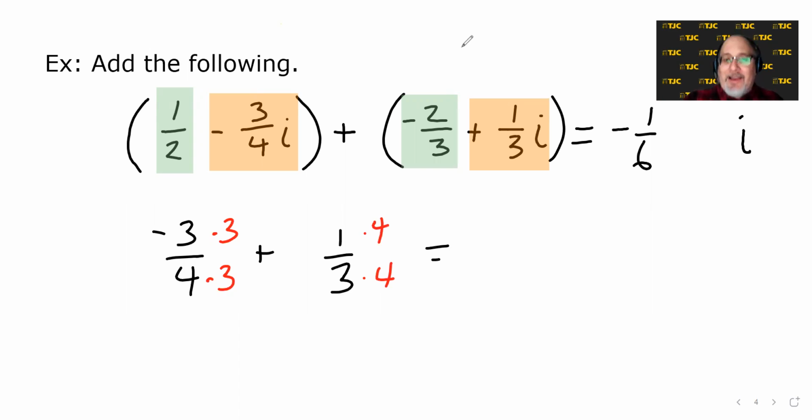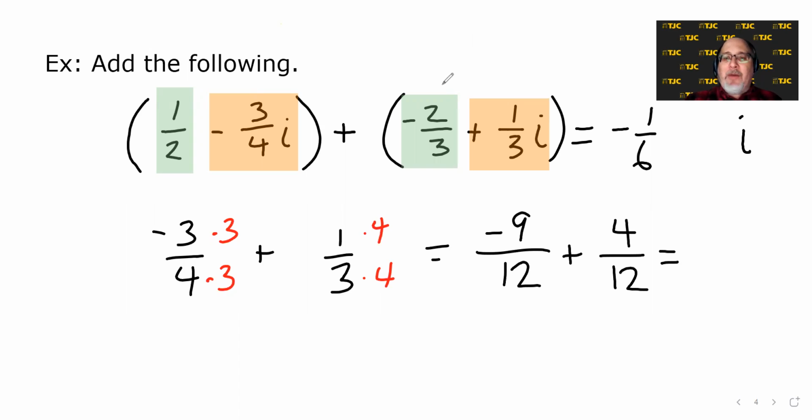I'm not going to do all the highlighting I did on the previous one. I'll just call out where I am. In the first fraction on the top, we have -3 times 3, that's -9. In the first fraction on the bottom, we have 4 times 3, which is 12, and then plus. In the second fraction on the top, we have 1 times 4, which is 4. And in the second fraction on the bottom, we have 3 times 4, which is 12.